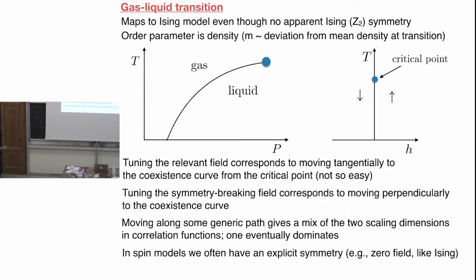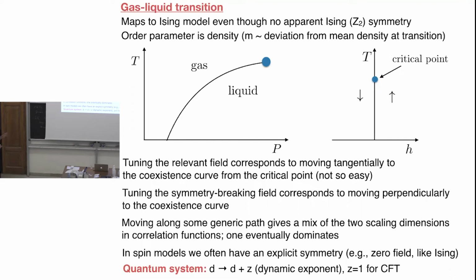But when we study spin models, a good thing is that we normally have this kind of symmetry, like these other models I've talked to you about before. We sit at zero field and we tune some parameter in the Hamiltonian, which is like tuning the thermal field here. Now, when we go to quantum systems, everything I talked to you about is fine.